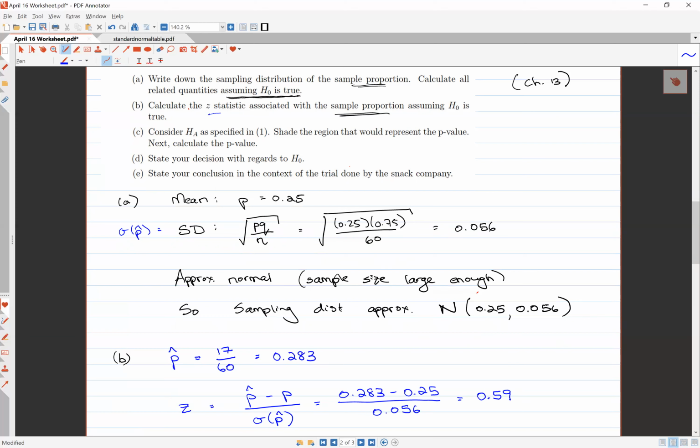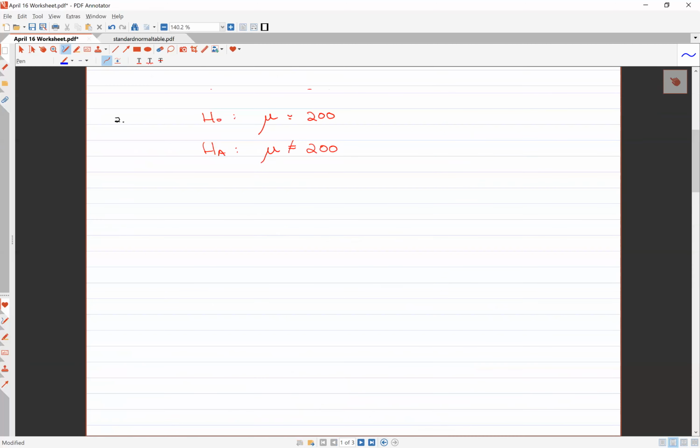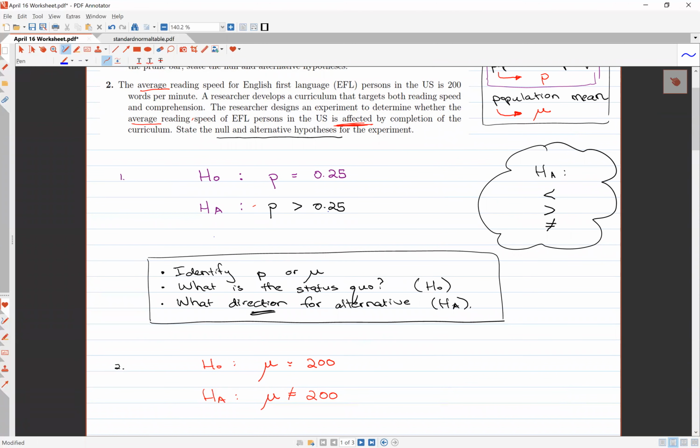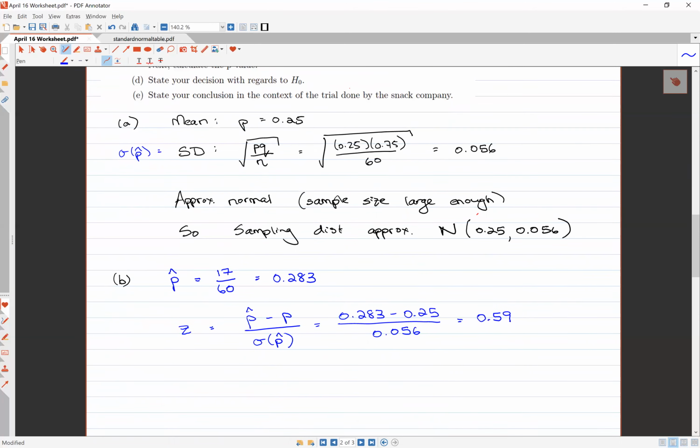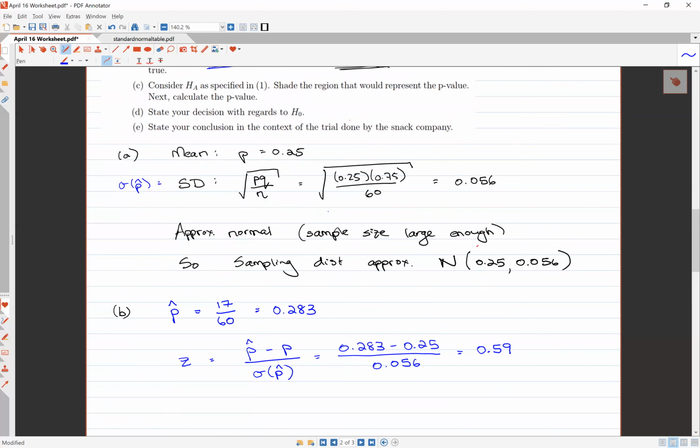So there we have it. There's our z-statistic, or our z-score. Now part C says, consider HA, the alternative, as specified in 1. And remember that our alternative said p is greater than 0.25. So the relevance of that is that it tells you how you're shading your bell curve to figure out how to do your p-value calculation.